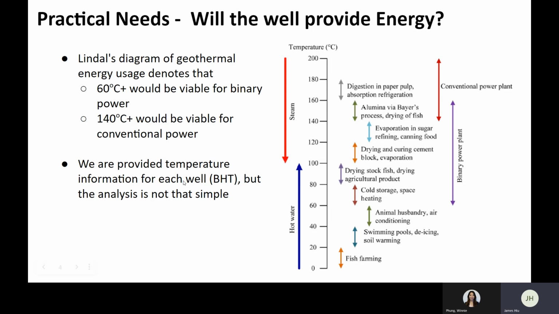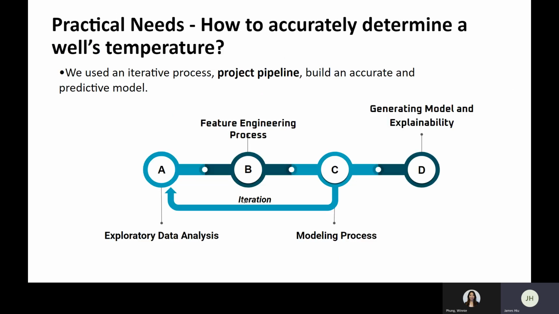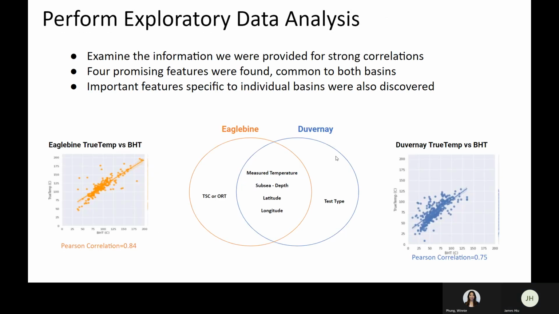But it is not as straightforward as simply using the temperature that we were provided, because the measured temperature can vary wildly from the true temperature. So our second practical need is, how are we going to accurately determine the oil well's temperature? To do this, we use an iterative process, this project pipeline, to build a more accurate and predictive model.